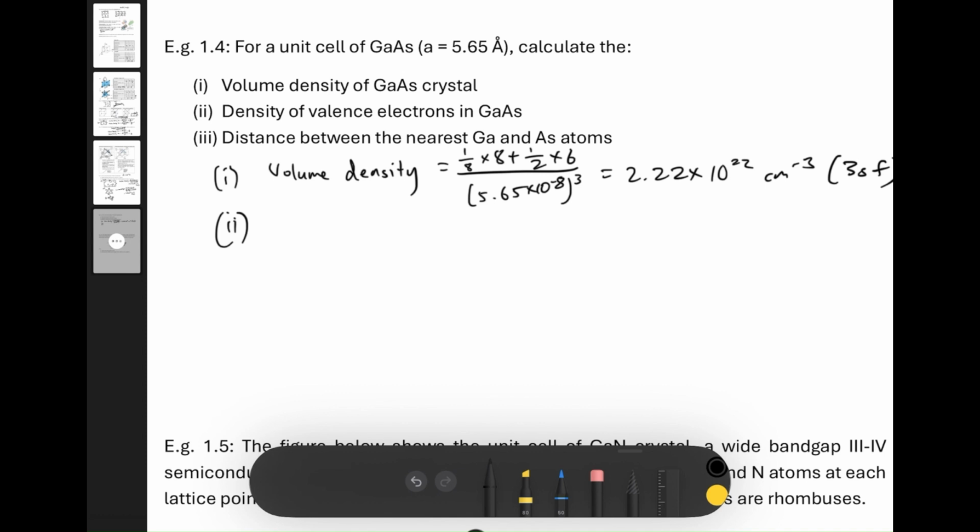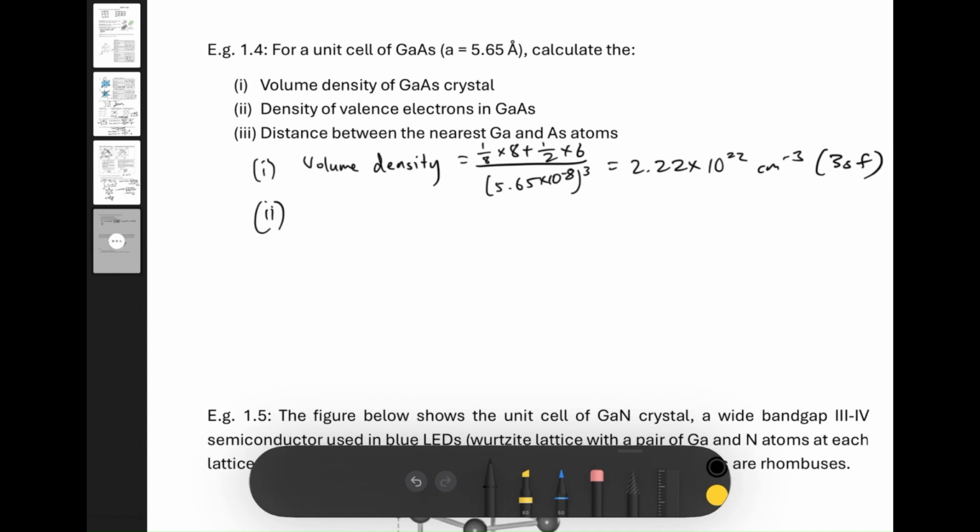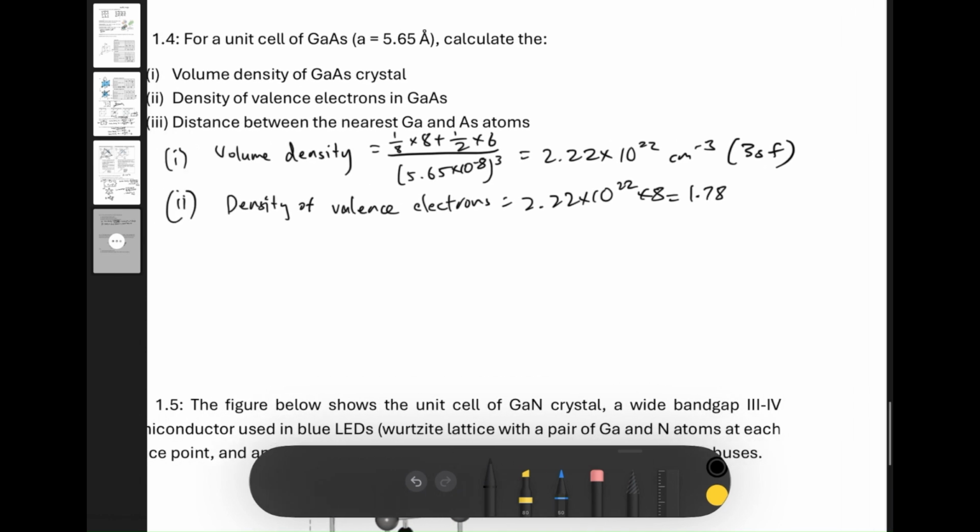So now that we know the volume density, we can get the density of valence electrons. There are actually 8 valence electrons in each GaAs, right? Because they are covalently bonded, so there are 8 valence electrons, of course. So the density of valence electrons is just 8 times the volume density, because this is the number of atoms, so it's just 8 times this, which is equal to 1.78 times 10 to the 23. So that's the density of valence electrons.